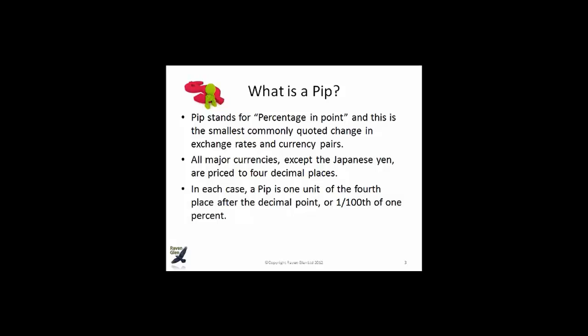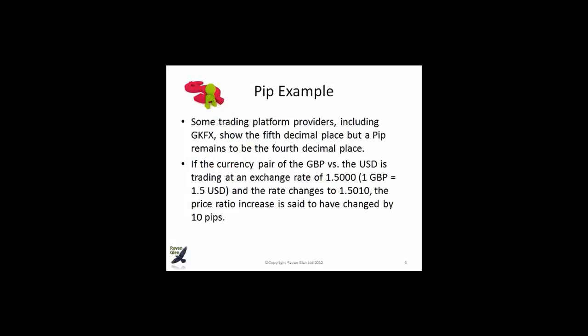So ignoring the Japanese yen pairs for a moment, in each case a pip is 1 unit of the 4th place after the decimal point, or 1/100th of 1%. It is important to note, however, that some brokers and trading platform providers, including GKFX, do show the exchange rates down to 5 decimal places, but whether 4 or 5 decimal places are shown, the important thing to remember is that a pip is based around the 4th decimal place.